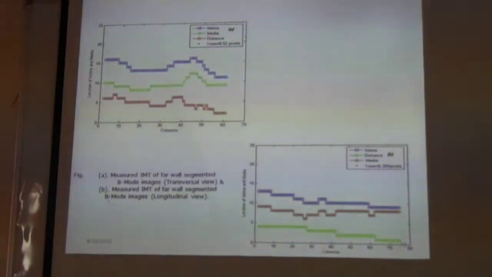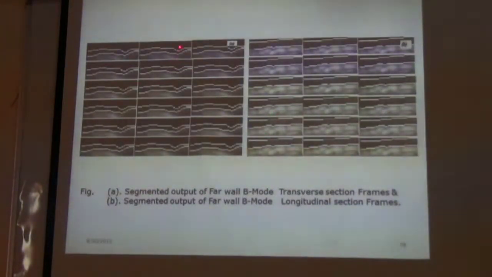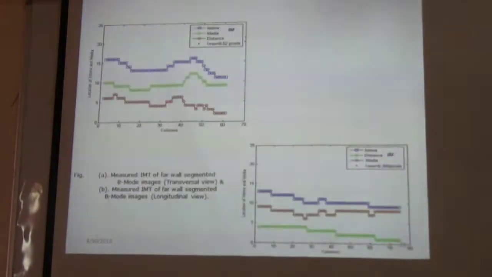Actually our ultimate idea is to measure the distance between the intima and media. This is an intima and this is a media. The difference between them is represented here. Clear? So this represents the measured value of the IMT of the far wall segmented B mode images for the transverse view. And this is the measured IMT of the far wall segmented B mode images for the longitudinal view.